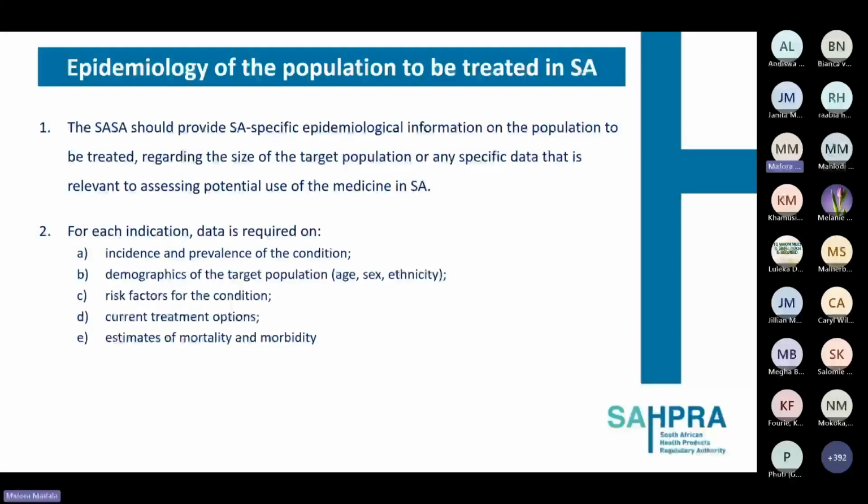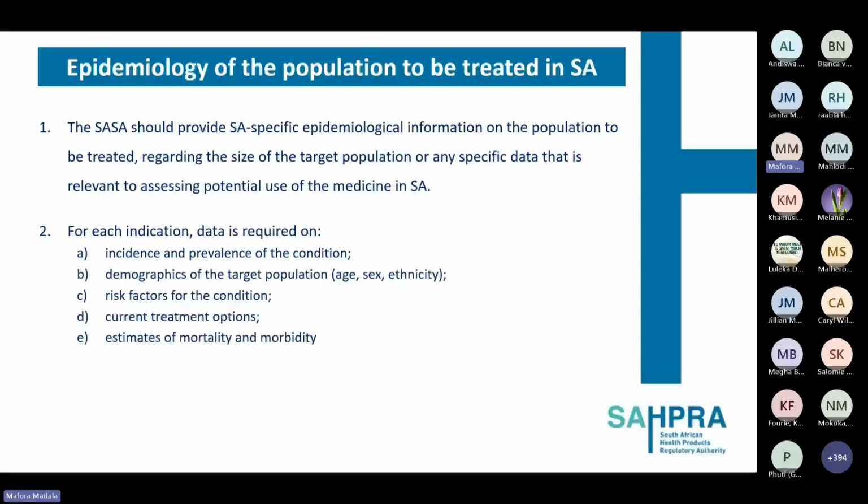Then in terms of the epidemiology, SAHPRA should provide SA-specific epidemiological information on the population to be treated, regarding the size of the target population or any specific data that is relevant to assessing potential use of the medicine in South Africa. I know this is a thorny issue that I'm quite sure we're going to receive quite a number of questions on. However, we are open for discussion.